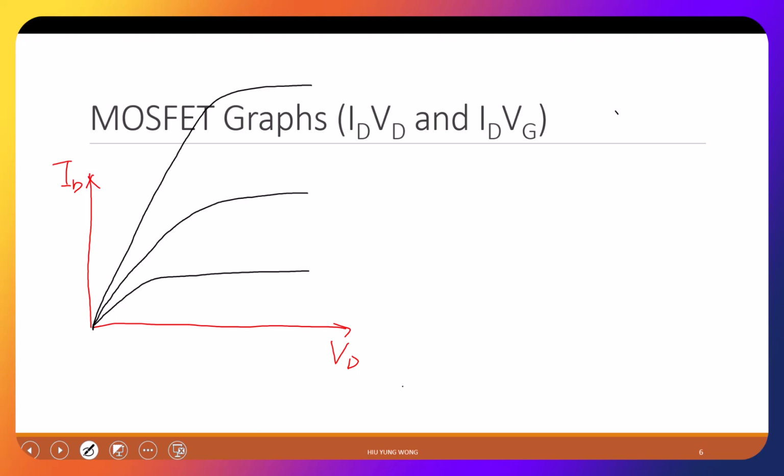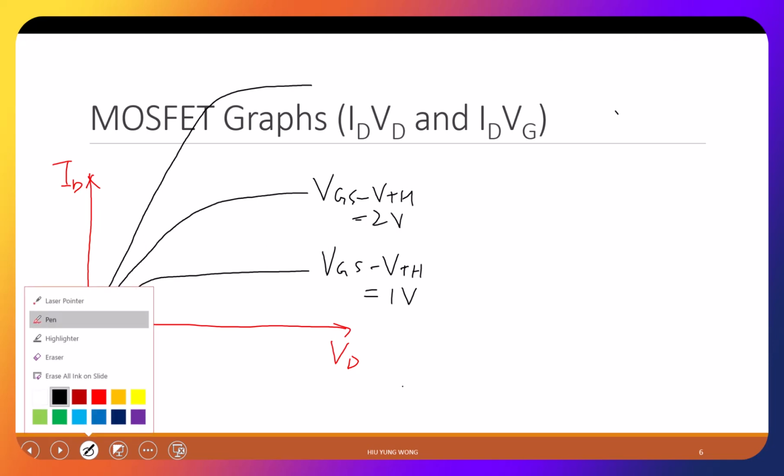So this might be VG, and to be clear, I am going to say VGS minus VTH equals 1 volt. For example, I overdrive by 1 volt. This might be, and I'm not drawing to scale, VGS minus VTH equals 2 volts.